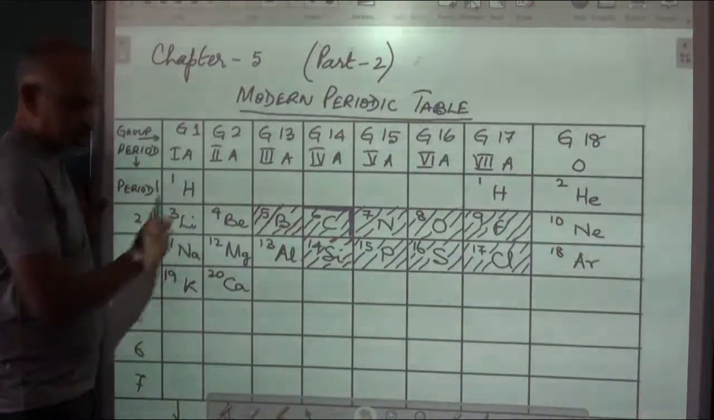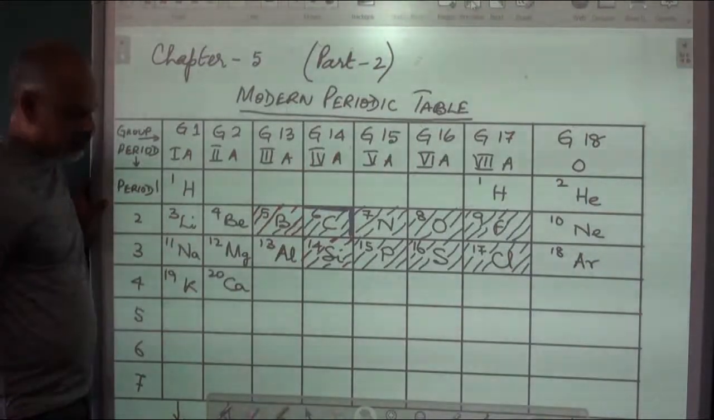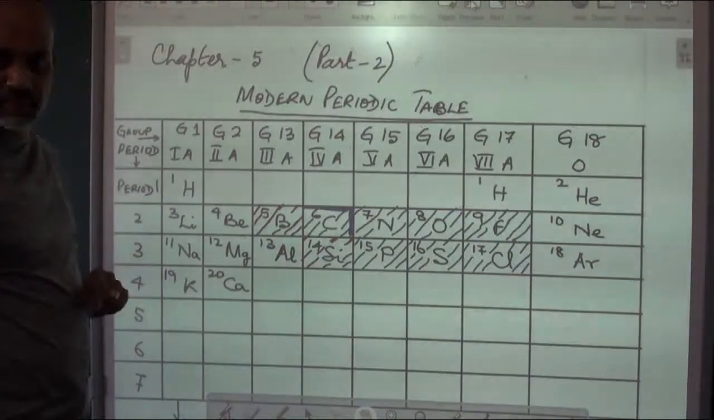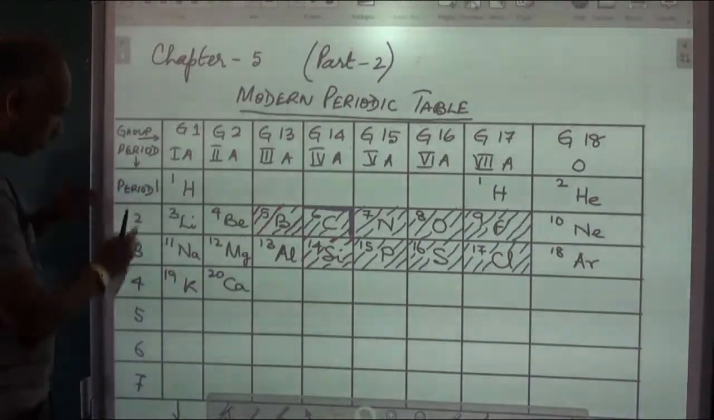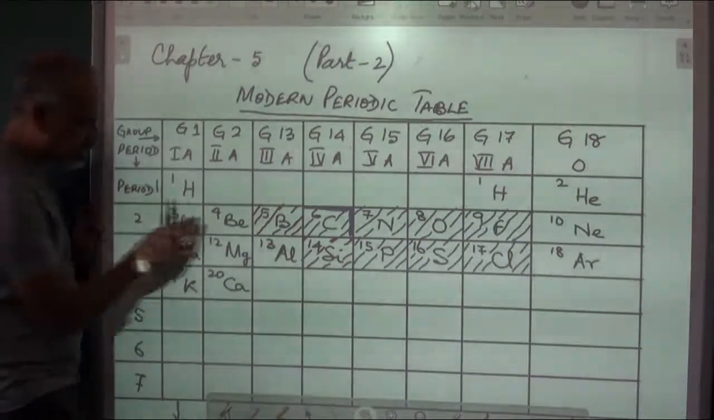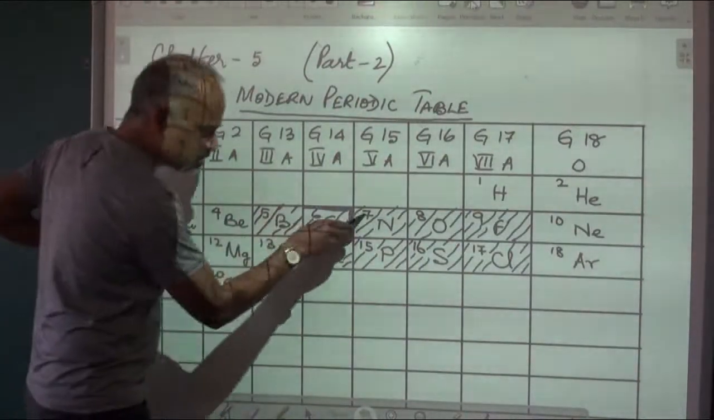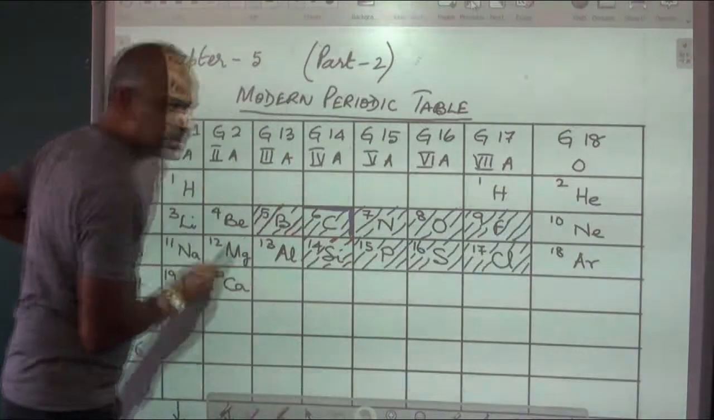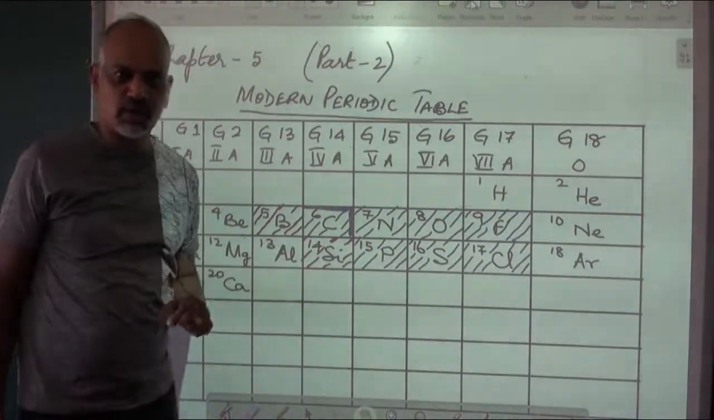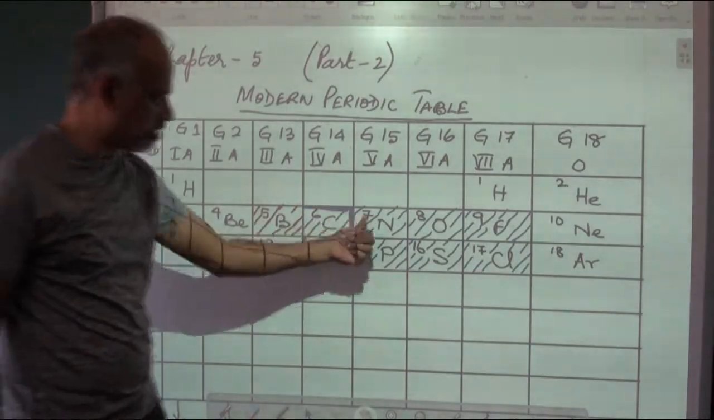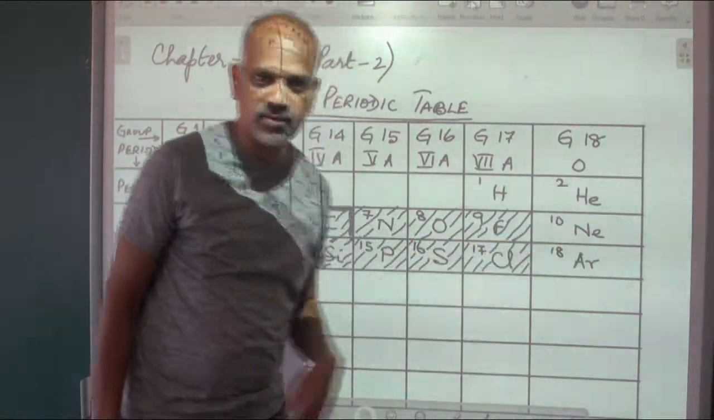Now, they are arranged this way, and if you notice periods, let's take period 2. These are the elements in period 2. These are their atomic numbers. If these are the atomic numbers, these are the number of electrons. So this has 3 electrons, 4, 5, 6, 7, 8, 9 and 10 electrons.